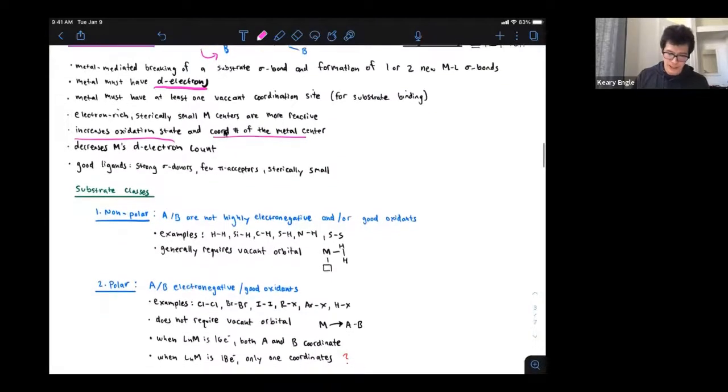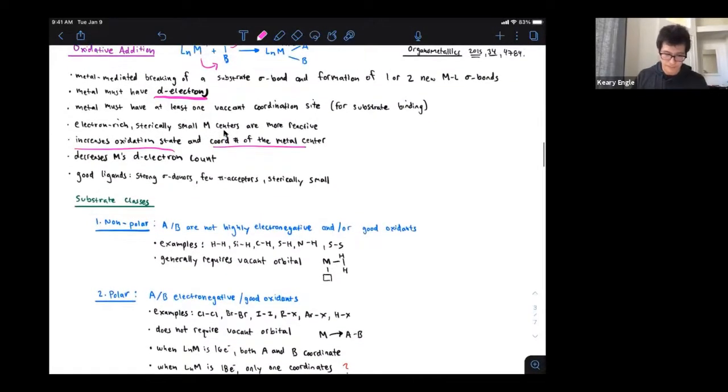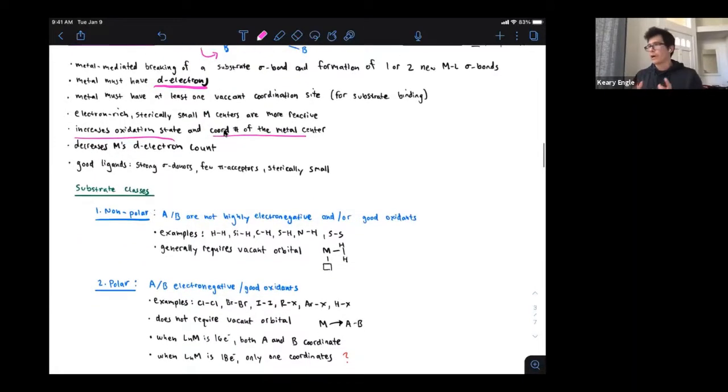So I'll organize this section by first talking about different substrate classes that can undergo oxidative addition, and then we'll unpack mechanistic features of this process and different mechanisms that can be operative. I believe in the Harvard textbook, they present a substrate class, and then the mechanistic details of that particular substrate class are discussed. But to me, this way of presenting it is a little bit more intuitive, so that you don't have to repeat the common features again and again.